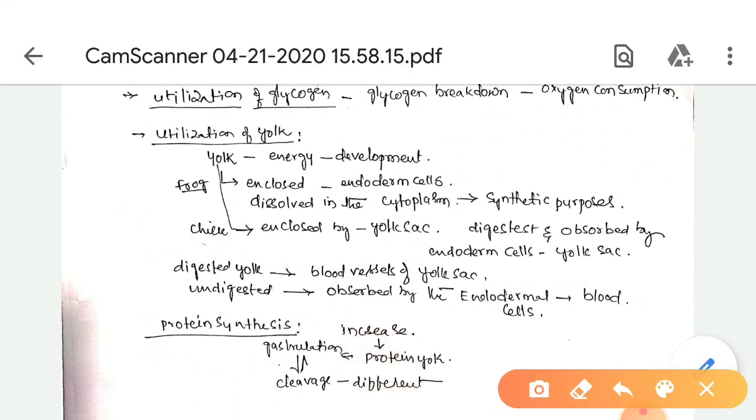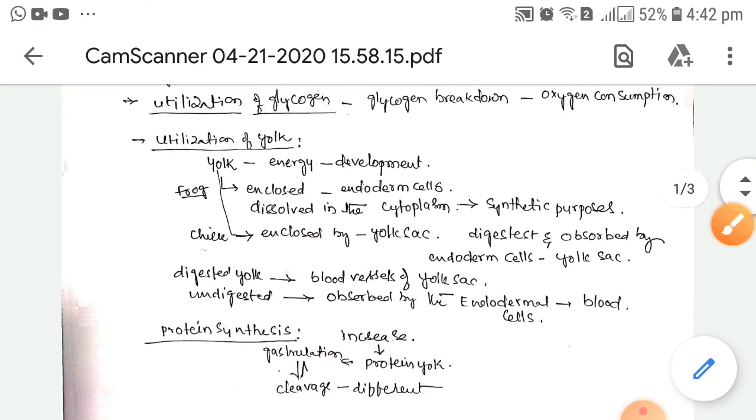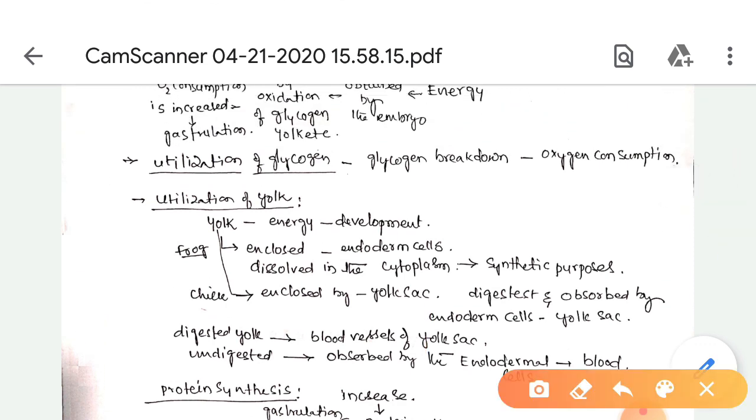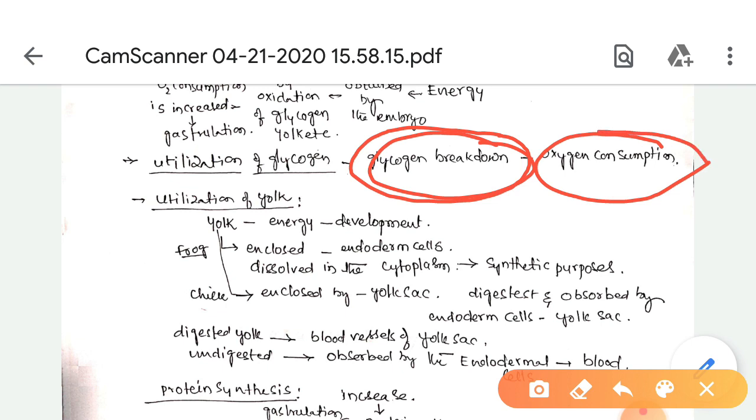And next, utilization of glycogen. Glycogen breakdown is directly proportional to oxygen consumption. When oxygen consumption is very high, glycogen breakdown also rapidly increases in that place. Utilization of yolk: the yolk is the main resource of energy for development.